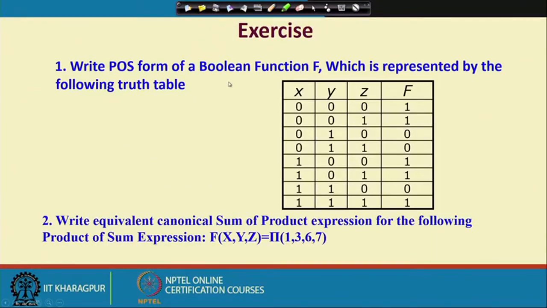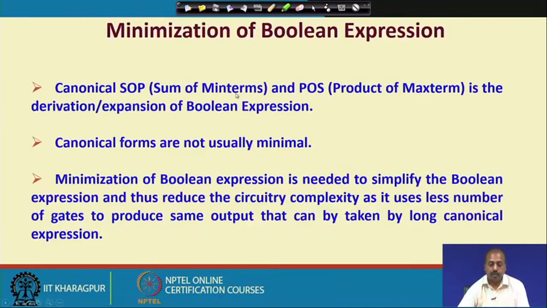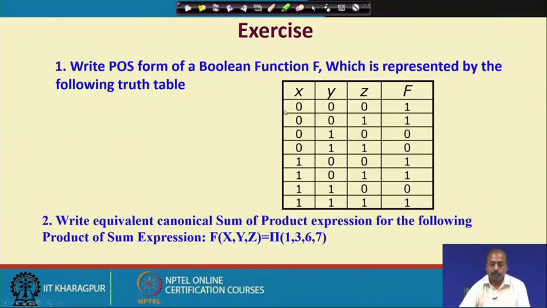So, POS form for this one. If you want to write the POS form, then we have to concentrate on the zeros. This is basically where the function value is becoming 0, I have to take those terms. So, this is 0 1 0, and for 0 1 0 the value is 1.